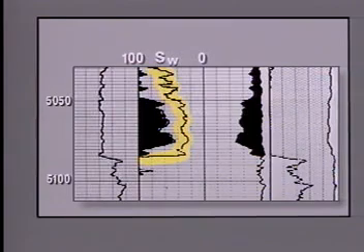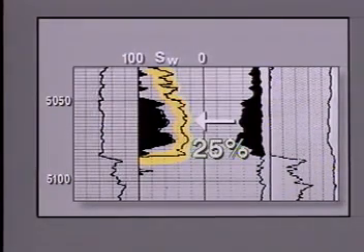In track 2, we see a plot of the water saturation scaled from 0 to 100% in divisions of 20%. Note that at 5,064 feet, where we performed our manual calculation to arrive at a water saturation of 25%, the computer has determined about the same value.